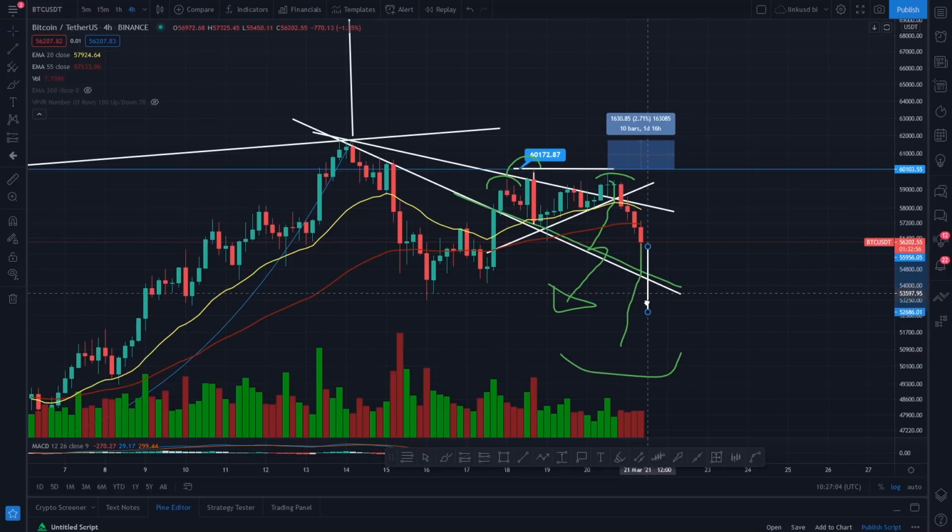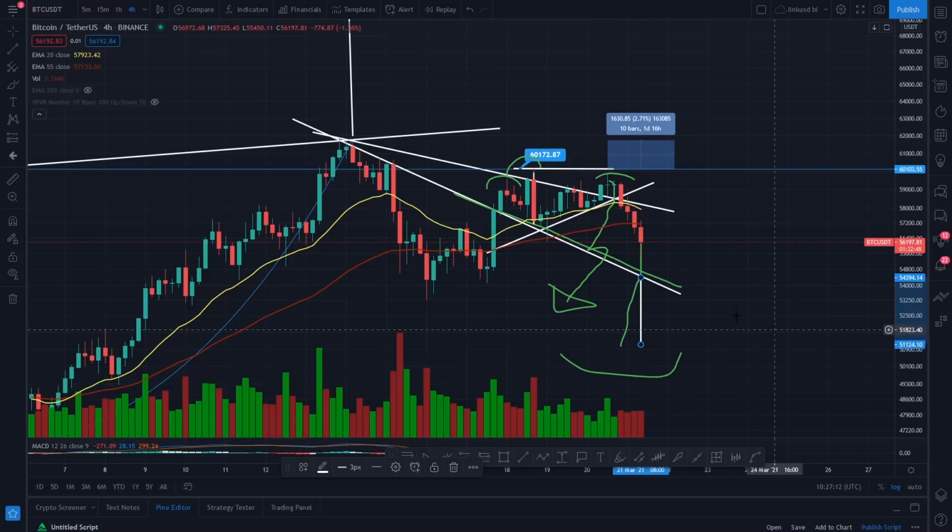If you was to break out today, you'd be looking at a 50k Bitcoin, which to be honest with you, a lot of analysts are looking at. So perhaps this is actually going to play out as a head and shoulders.